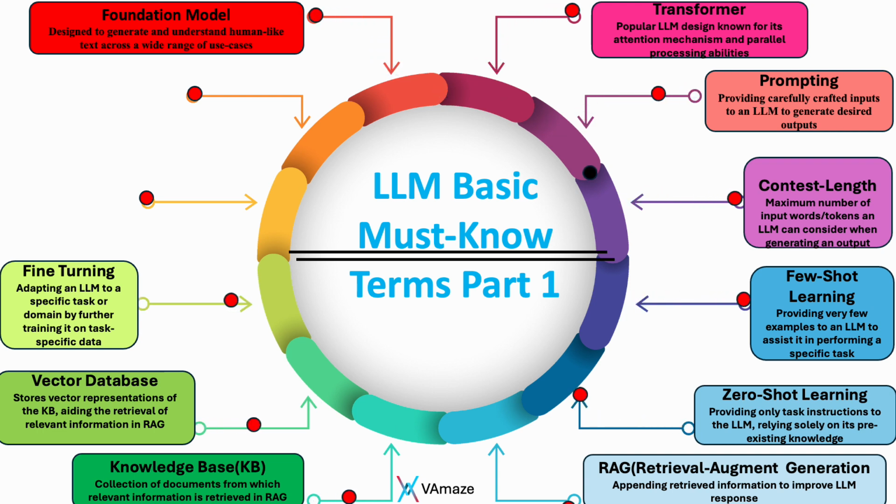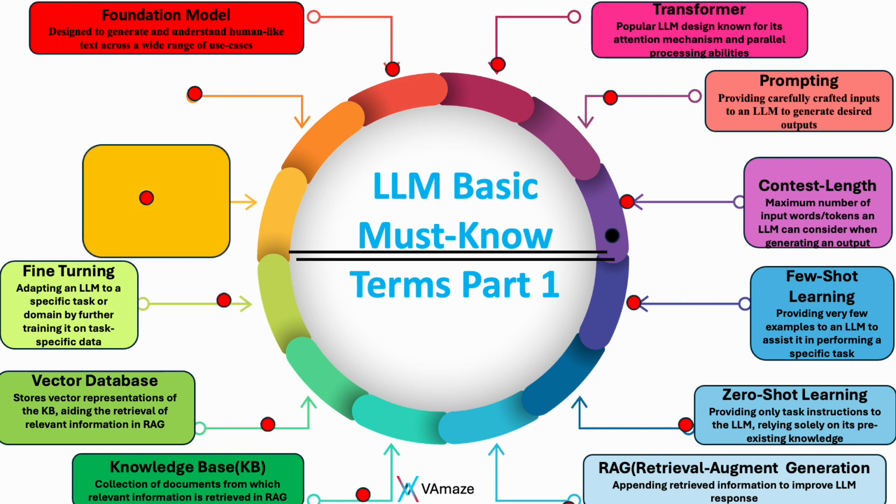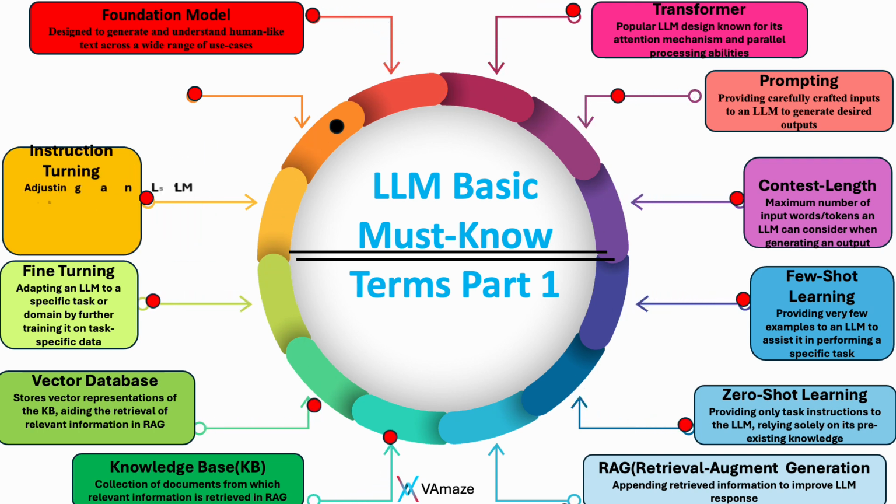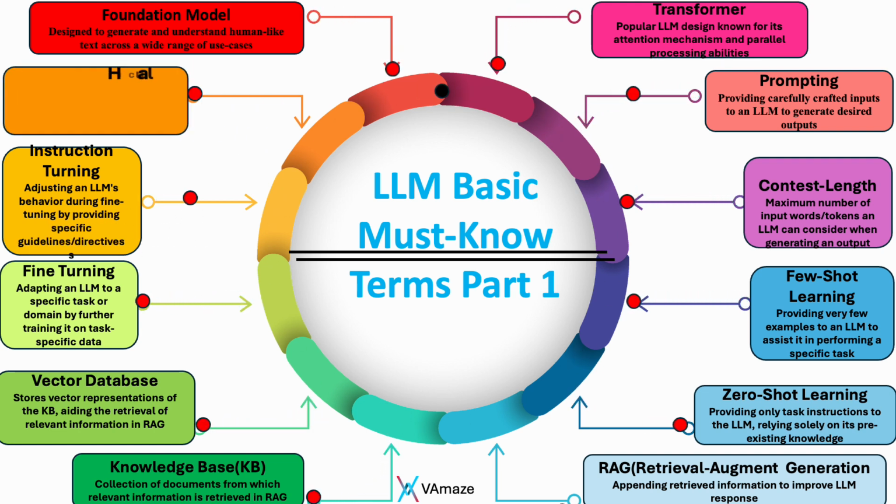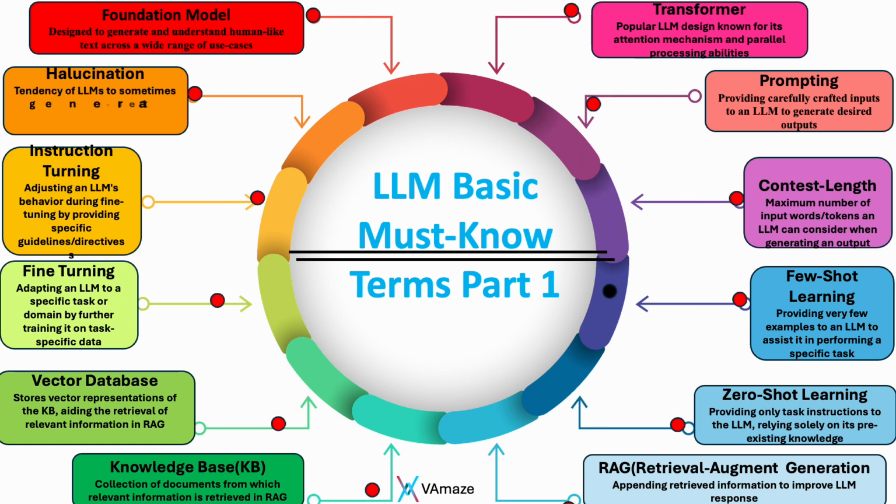The other one is instruction tuning, which is adjusting an LLM's behavior during fine-tuning by providing specific guidance or directives. The last is hallucination. This is the tendency of the LLM to sometimes generate incorrect or non-factual information. So this is a kind of incorrect output data.